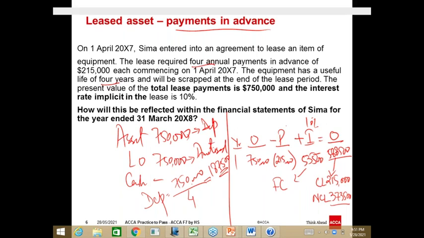So in the question they said the 4 annual payments. So should it not be 215 into 4? 215 into 4 means I didn't get the question. Yeah, if this is the arrears question, actually there is no issue cost of the lease. So that's why we don't need to deduct anything from here.